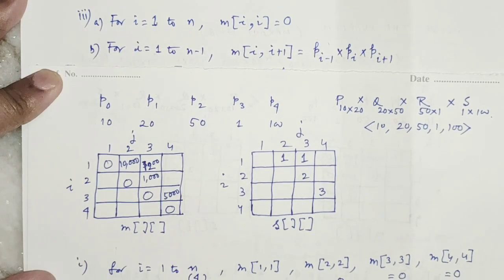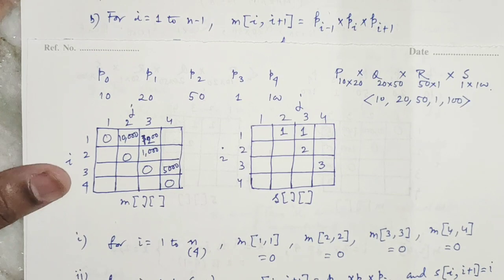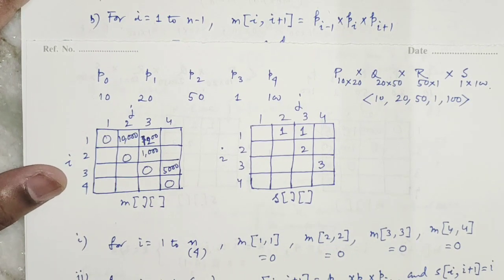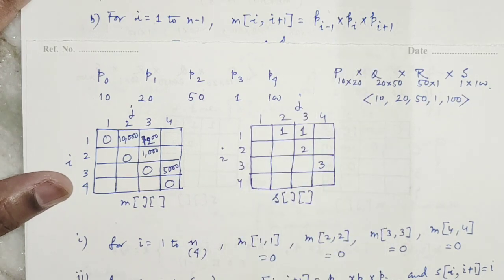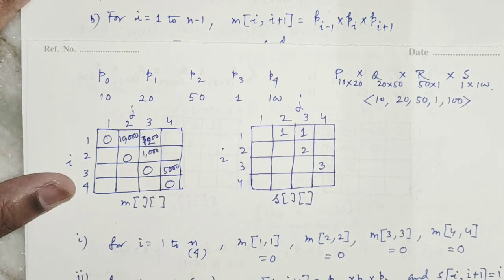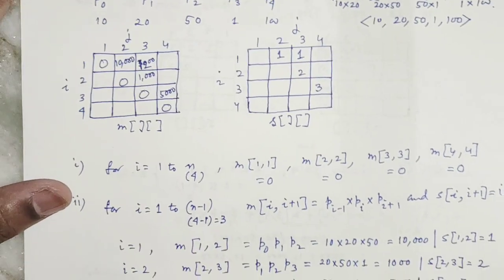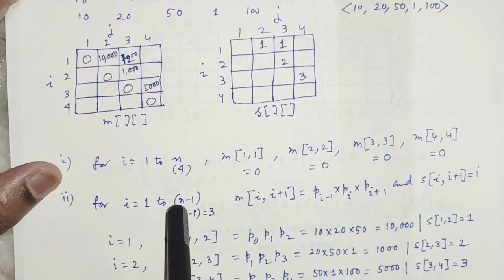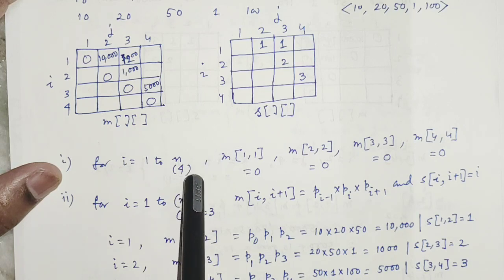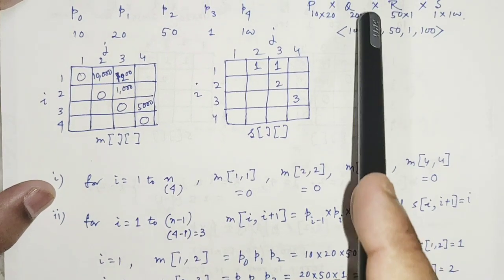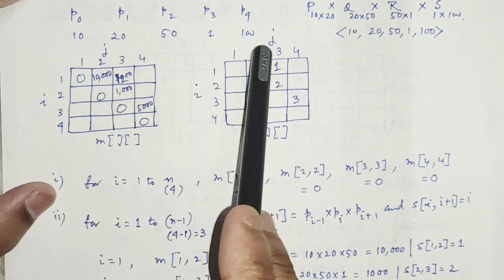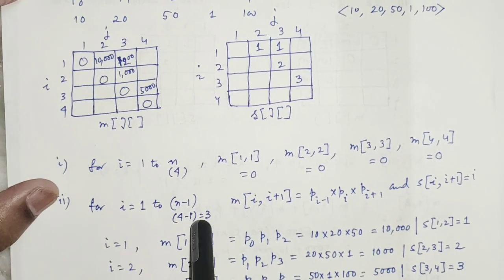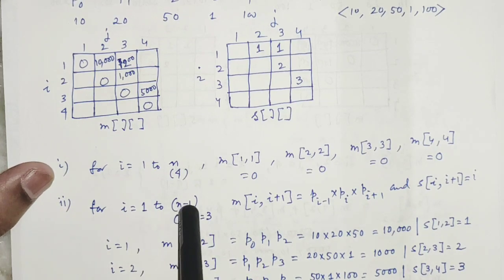Okay, then come to the second formula. i equals 1 up to n minus 1. Then m of i comma i plus 1 is calculated using the formula, that is p i minus 1 into p i into p i plus 1. So now here i equals 1 to n minus 1 means i equals 1 to 4 minus 1, because n is 4 here. I have 4 matrices P, Q, R and S, or I have 5 dimensions, so total matrices is 5 minus 1, 4. So 4 minus 1, here it is 3.